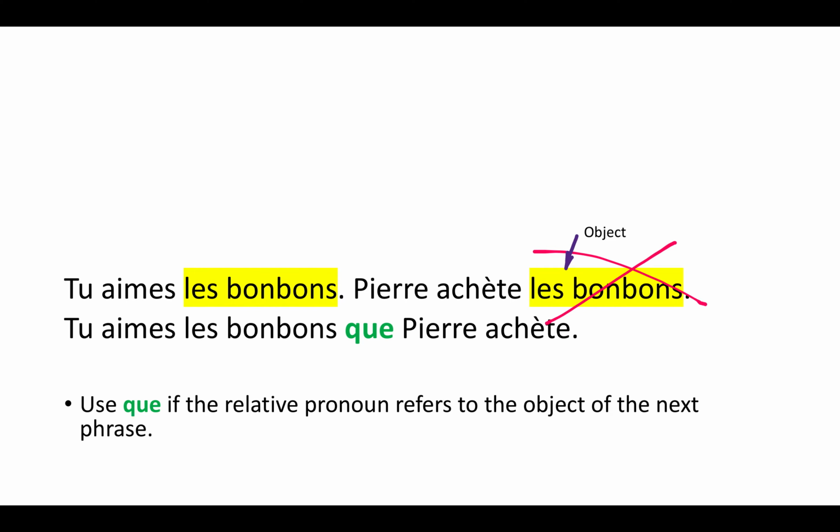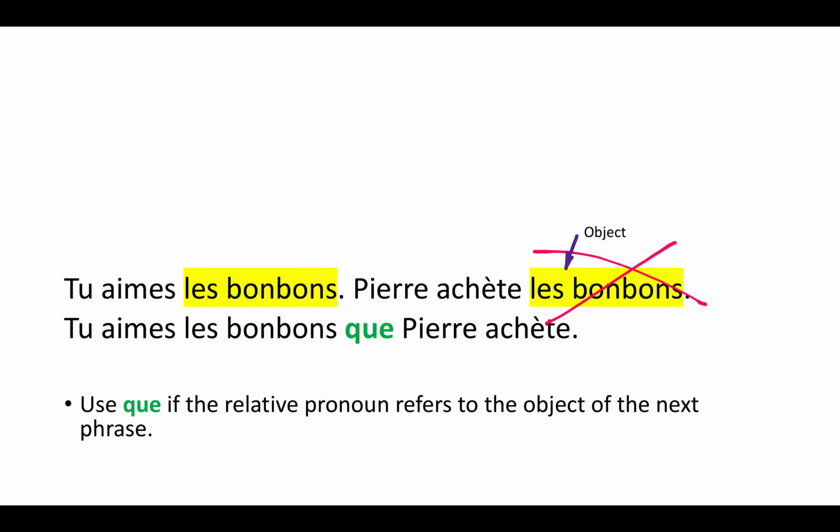Look at this other sentence. Tu aimes les bonbons? Pierre achète les bonbons. Les bonbons is the object of that second sentence. We collapse them using a relative pronoun into tu aimes les bonbons que Pierre achète. We used que because the relative pronoun is referring to the object of the second phrase or the second clause.